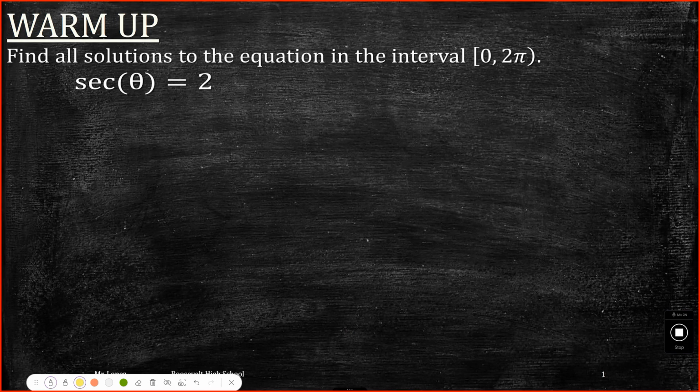Warm up. Find all the solutions to the equation in the interval from 0 to 2 pi. So secant theta is 1 over cosine theta, which is equal to, just leave this 2 alone. I'm going to flip it. Cosine theta equals 1/2.